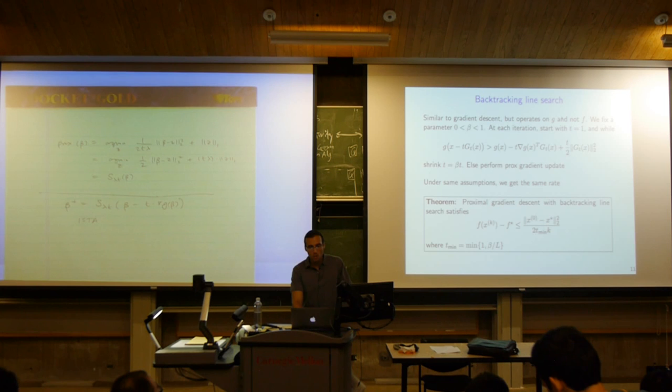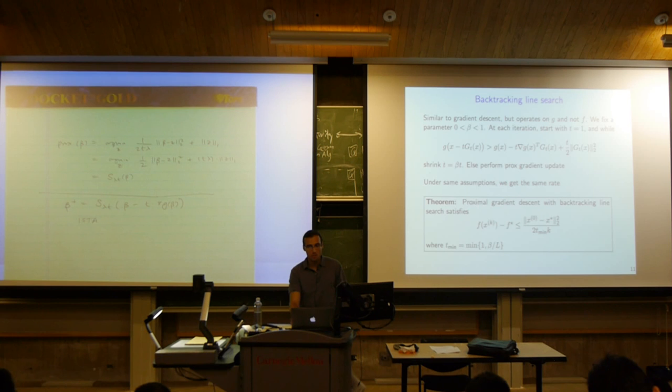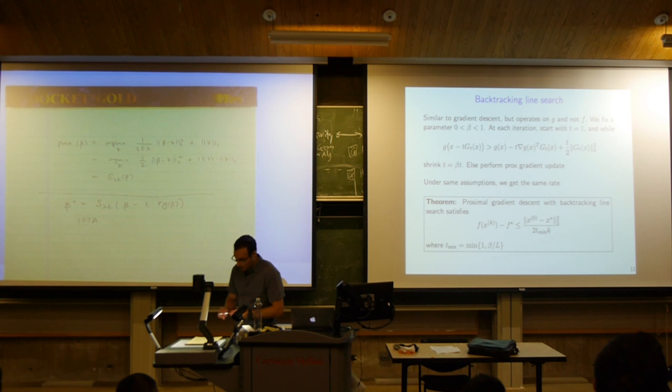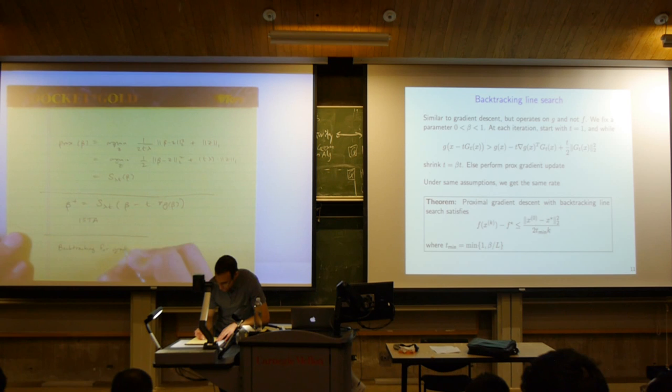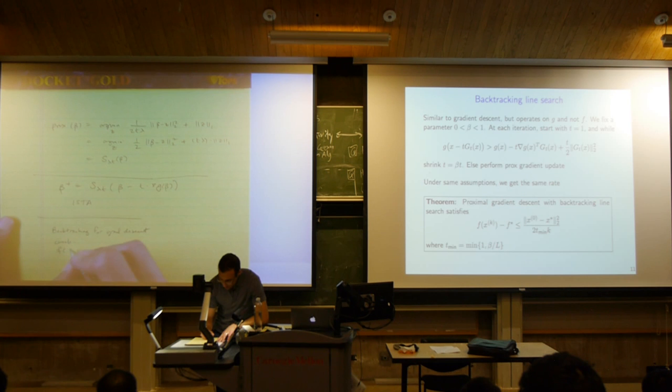There's a very similar notion that can be used for proximal gradient. And in fact, there's more than one way to do backtracking for proximal gradient descent. I chose a method that operated entirely on G, because I thought it was simple to remember. Let's recall the backtracking formulation for gradient descent. So backtracking for gradient descent, we're going to repeatedly check whether the following is true. If we're at, let's say, the point x, and we're thinking about moving to this point, x minus t times the gradient of f, we're going to check whether or not this is true.